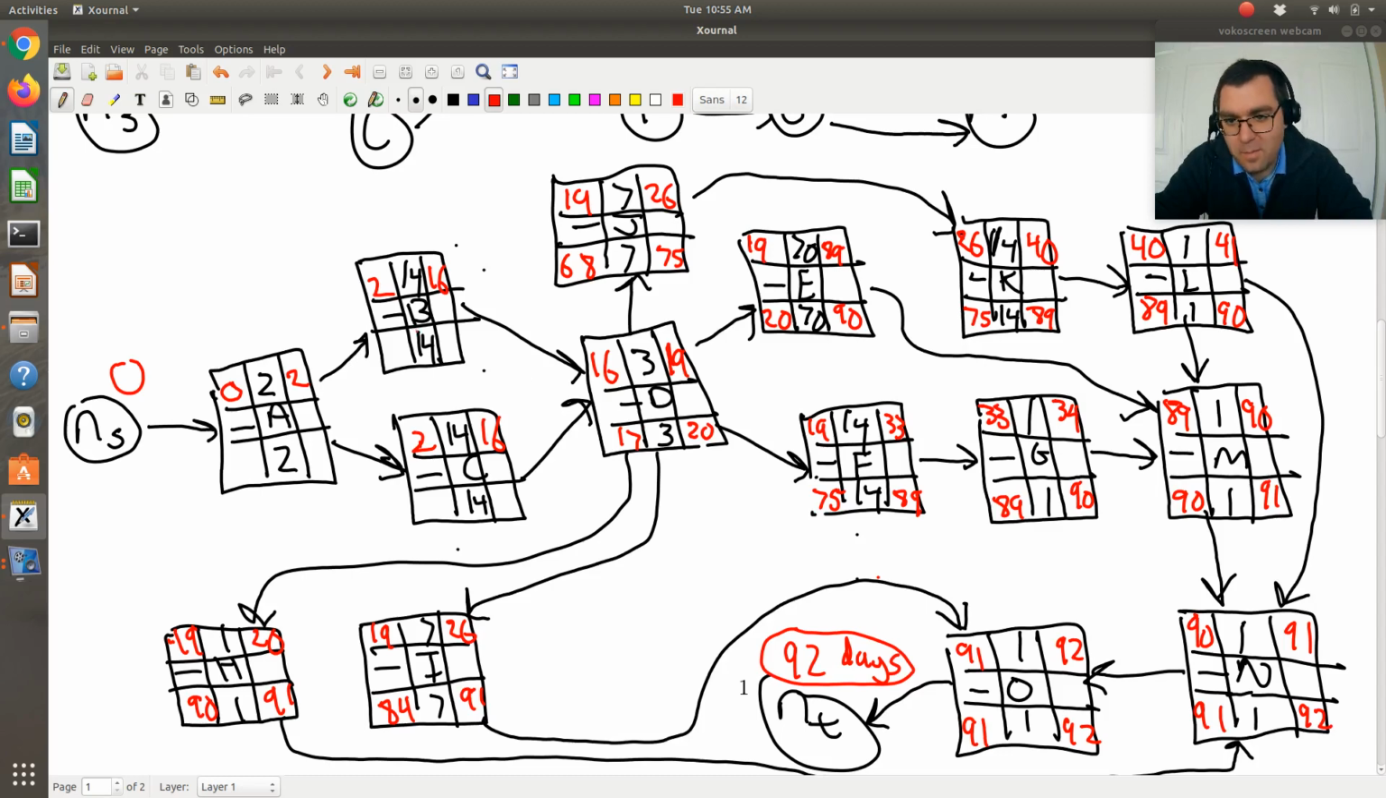All right, so now B needs to be completed before D can begin. So it needs to end by 17, has a duration of 14, so it needs to begin by day 3. C is going to be exactly the same.